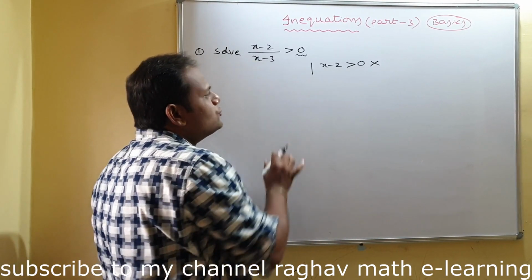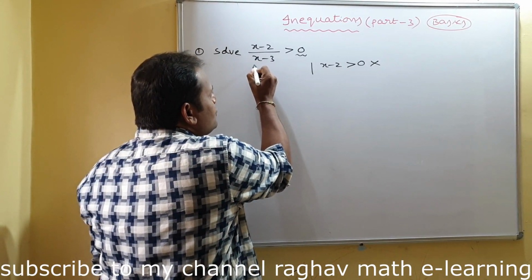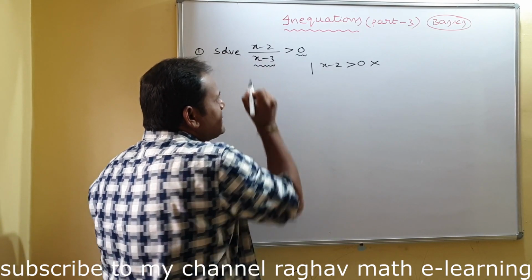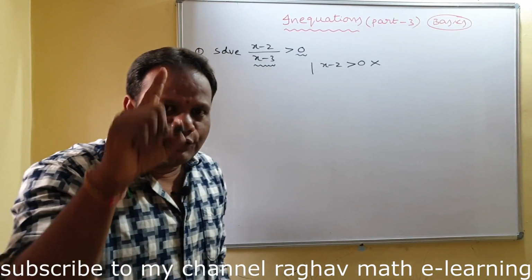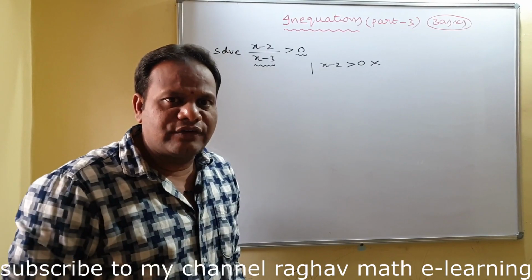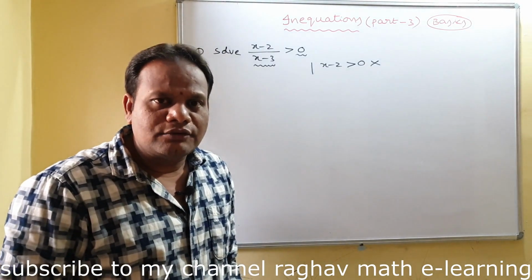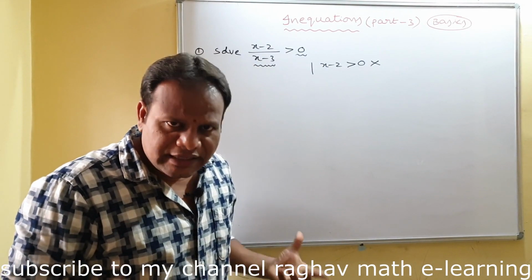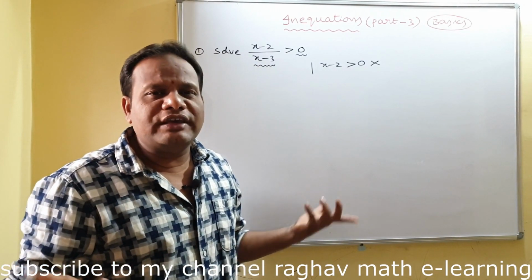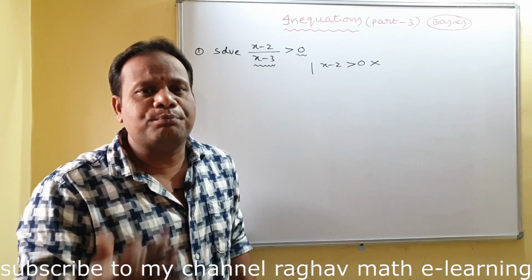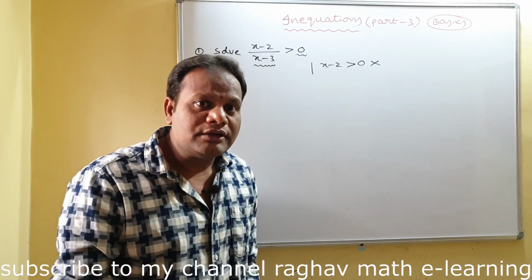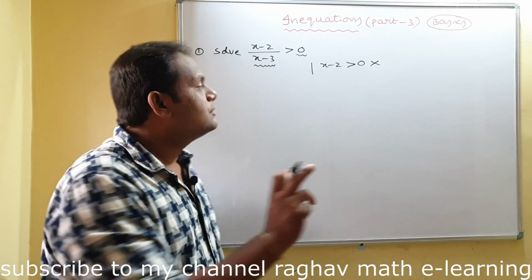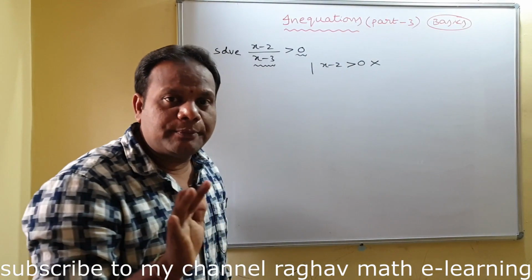So here you see that if you do cross multiplication with x minus 3, first you should know about x minus 3, whether it is positive or negative. Is x minus 3 positive or negative? No, we can't say that. It may be positive or it may be negative. That is the reason you don't do cross multiplication.